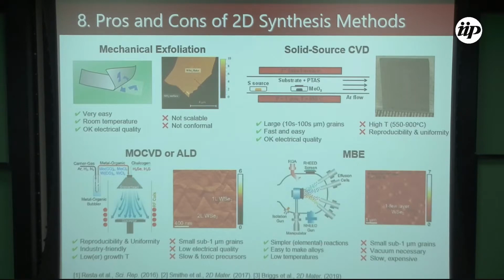So, to be determined. MBE: simpler reactions, easier to make alloys, low temperature, fine. Same problem electrically. We haven't seen good electrical data. It's also slow and expensive, so industry doesn't like MBE unless they really, really have to. Industry would really like to be here, ALD or MOCVD, and they'll start using this stuff tomorrow. So if you work on growth, I think this is really, really important.